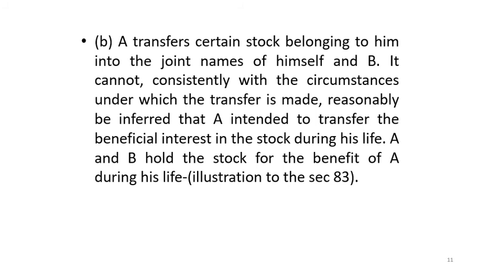Now we will see illustration B to section 83 of the Trusts Ordinance. A transfers certain stock belonging to him into joint names of himself and B. It cannot consistently with the circumstances under which the transfer is made, as given in illustration A, reasonably be inferred that he intended to transfer the beneficial interest in the stock during his life, then A and B hold the stock for the benefit of A during his lifetime.